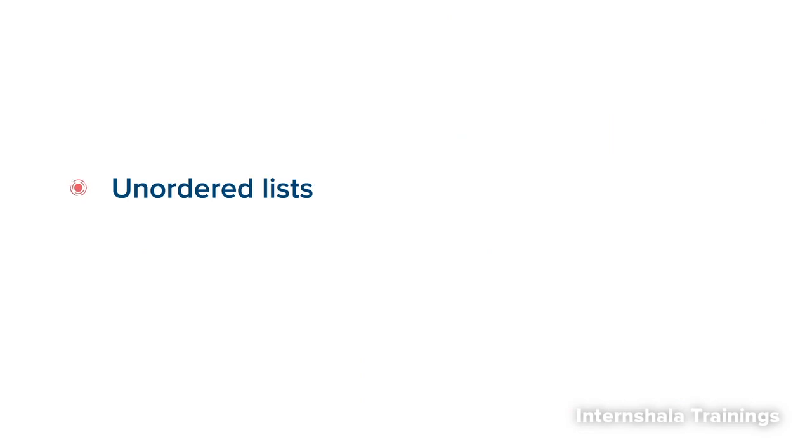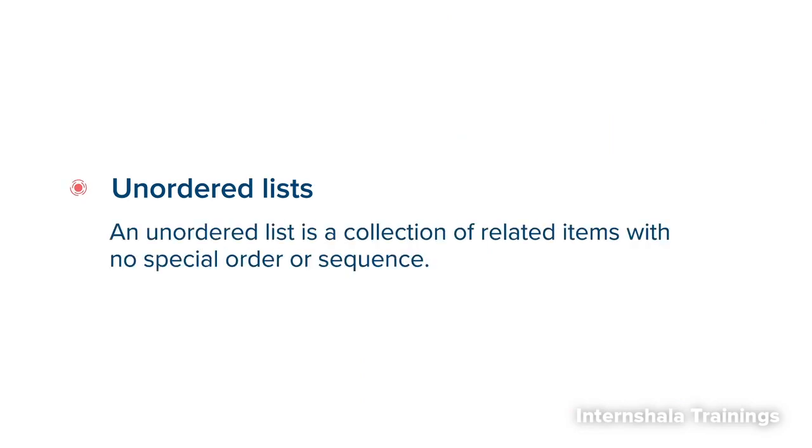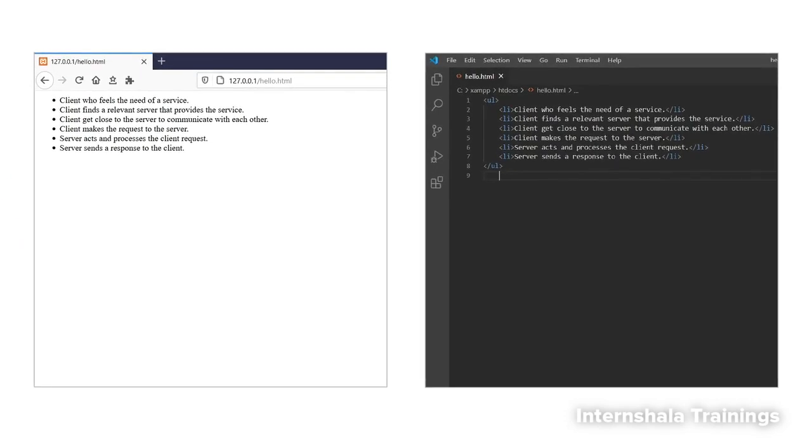Next is unordered lists. An unordered list is a collection of related items with no special order or sequence. Here, bullets are used to place an item. Let us see how we can create unordered lists using this previous example. Using a similar approach as we followed to create ordered lists, we will first start the code with the opening UL tag. Next, we will add all the list items using the LI tag like this. Lastly, we will close the unordered list HTML tag.